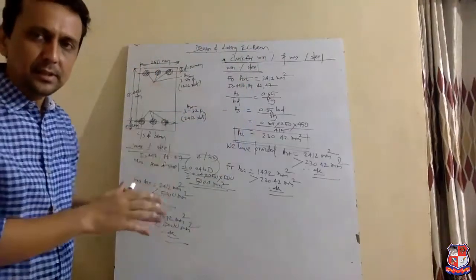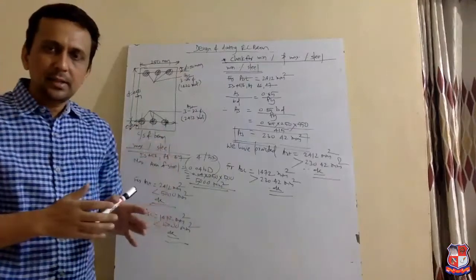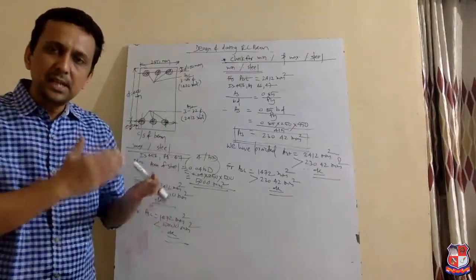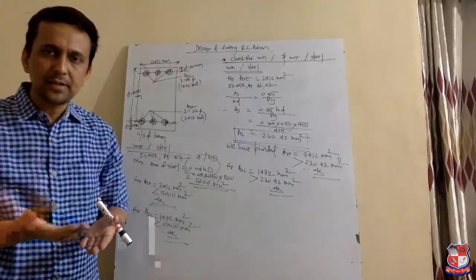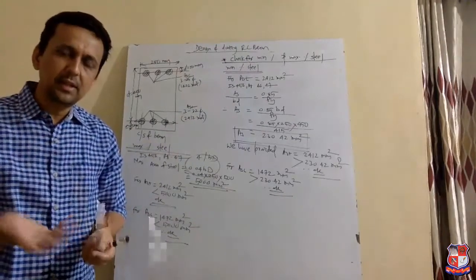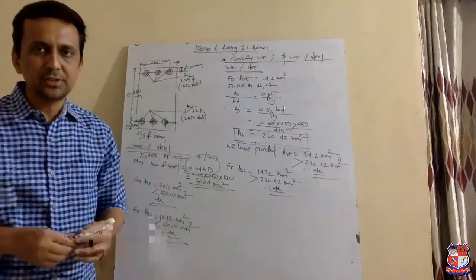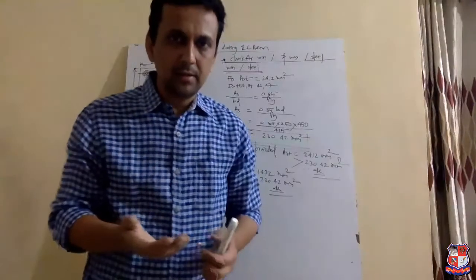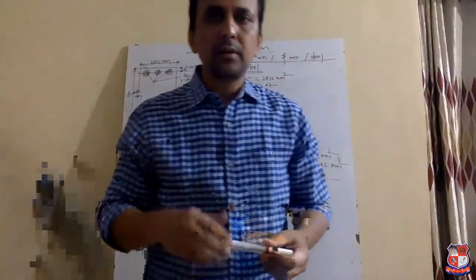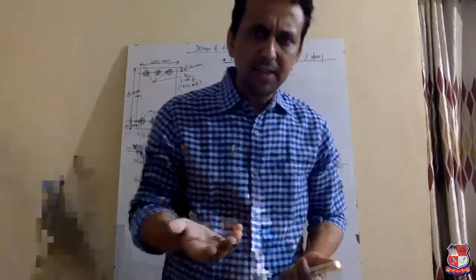So this is the way that we have checked the minimum spacing as well as the maximum spacing between horizontal bars, and the minimum percentage and maximum percentage of steel after providing the reinforcement in the design of a doubly reinforced beam or singly reinforced beam, right?